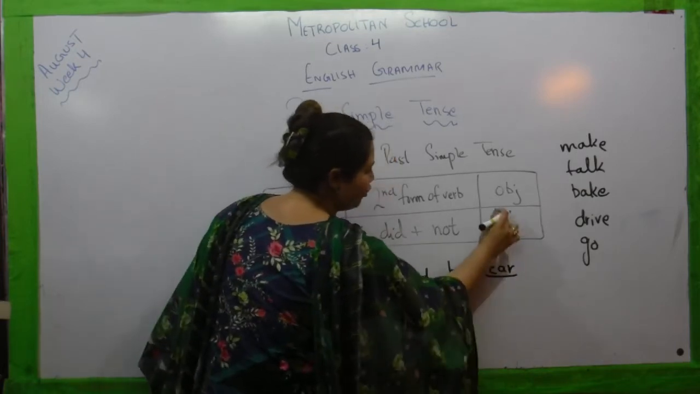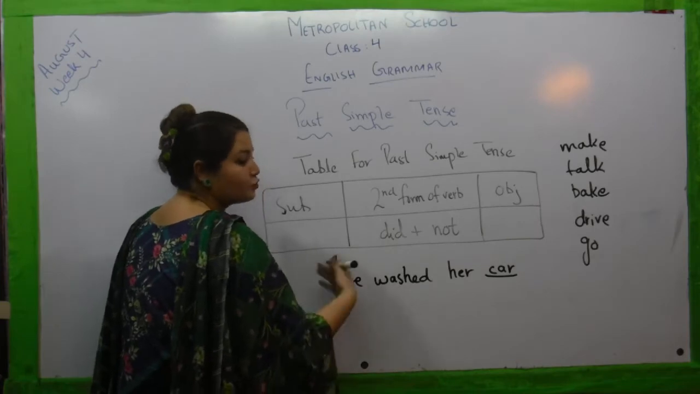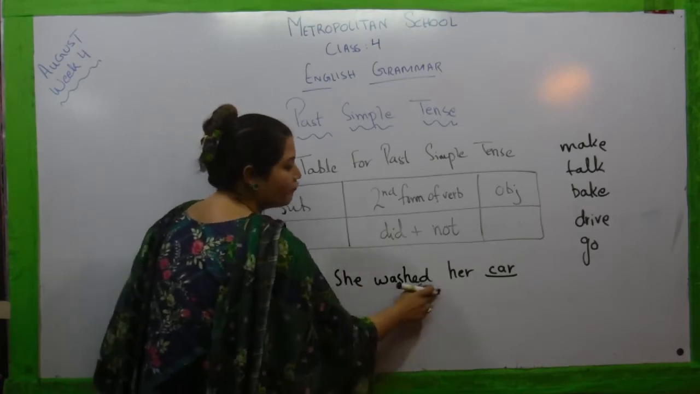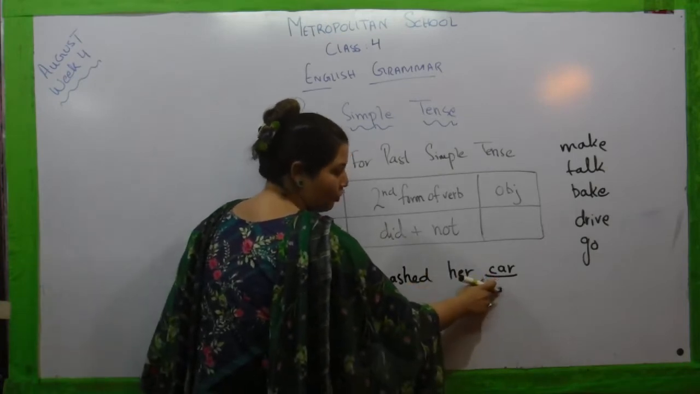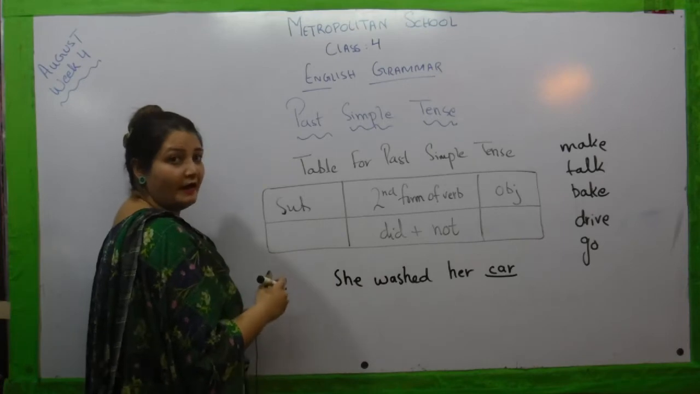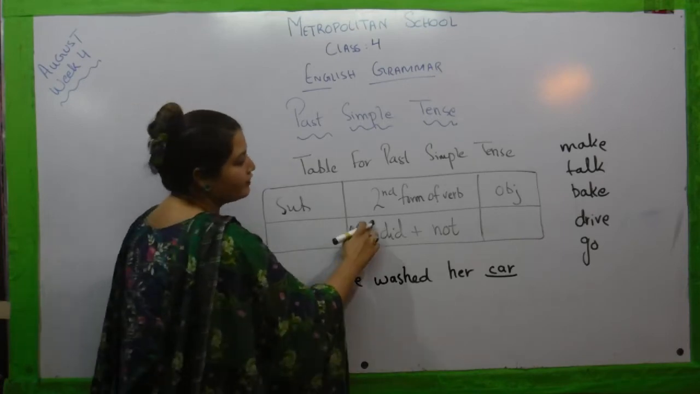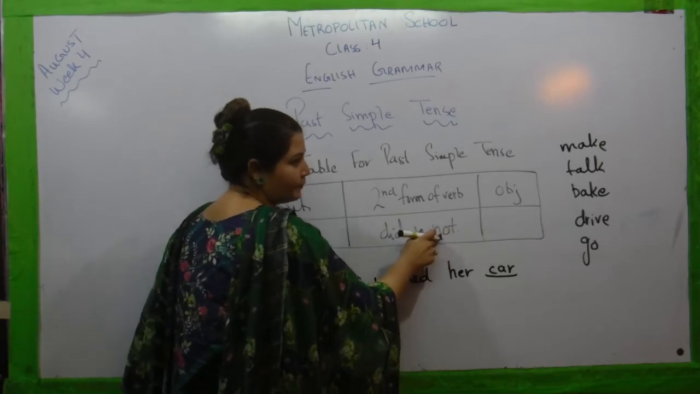And car is the object here. It is the receiver of an action. She is a subject. She is doing something, doer of an action. Washed is the action with second form, and car is the object here. And for did, when we will write the negative and interrogative sentences, so we will use this did, and with the negative sentences we are going to use this not.